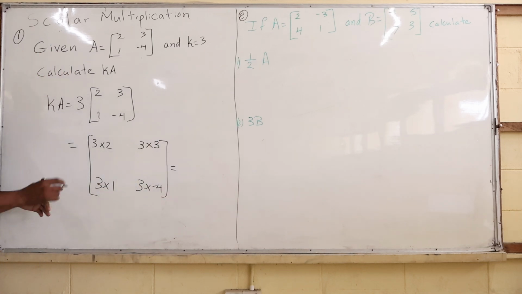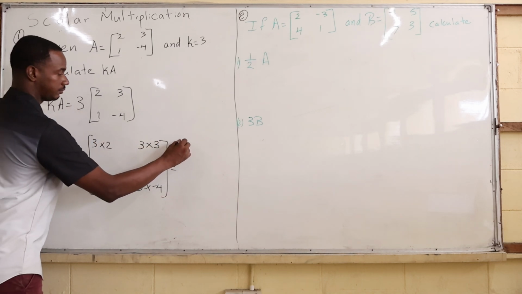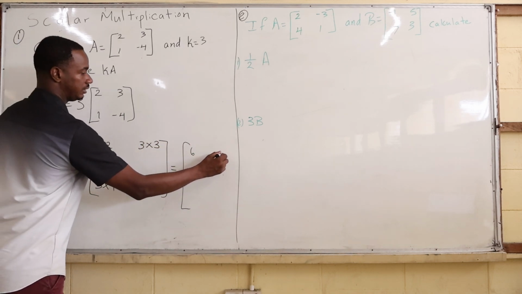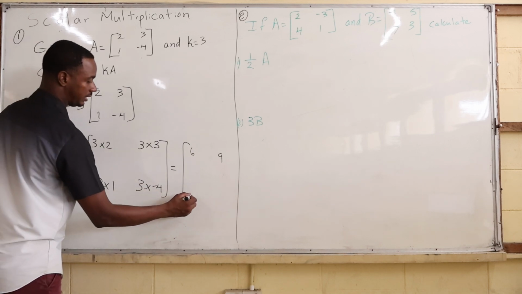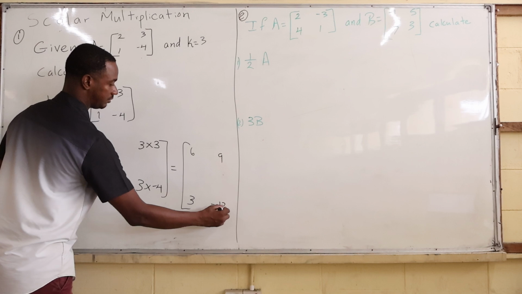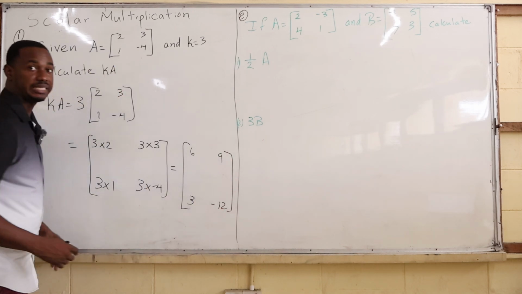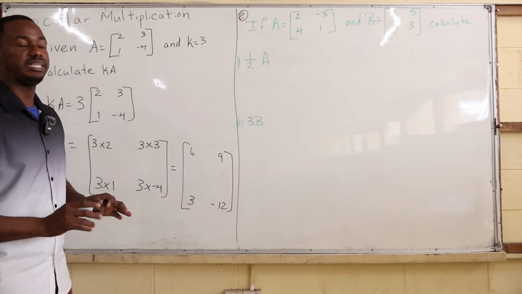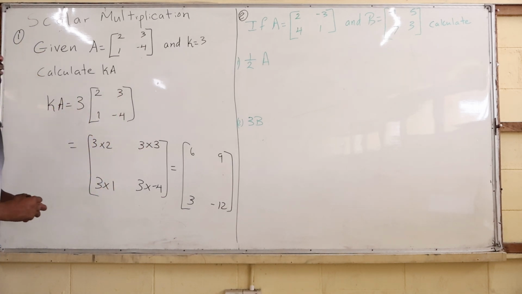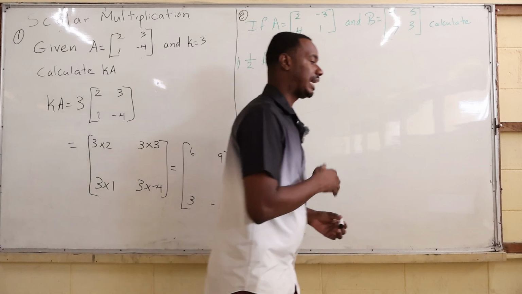So working this out here, 3 times 2 will give me 6. 3 times 3, 9. 3 times 1, 3. 3 times negative 4, negative 12. And that's it. Remember, you're just looking to multiply each element by the scalar. Now, this one here is a little bit more challenging.